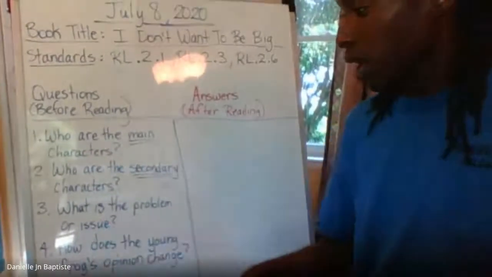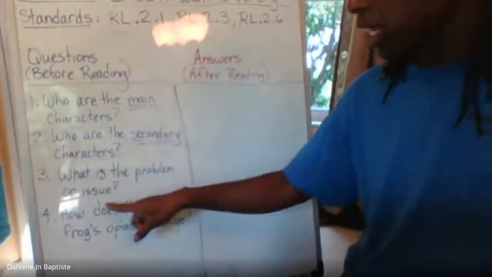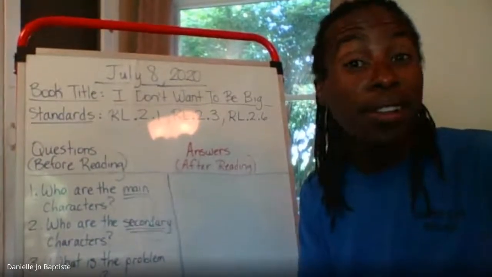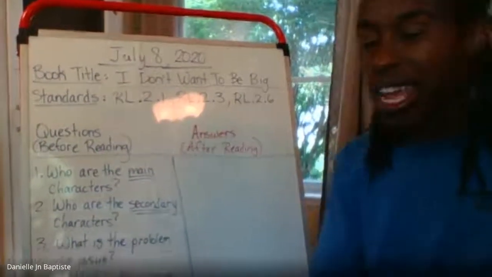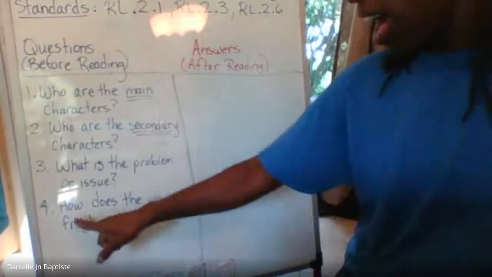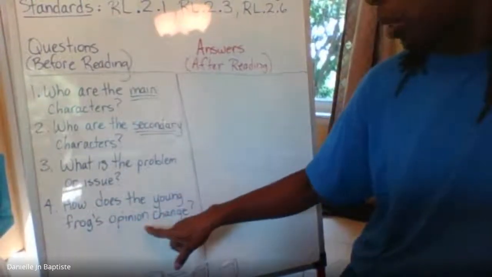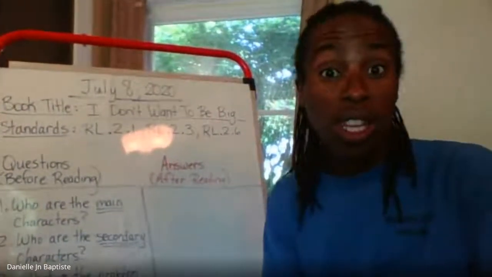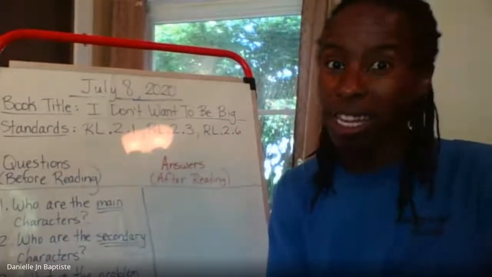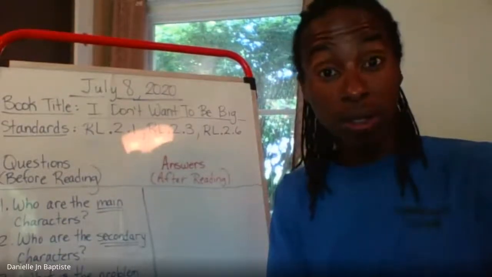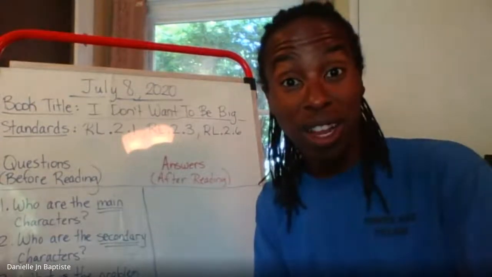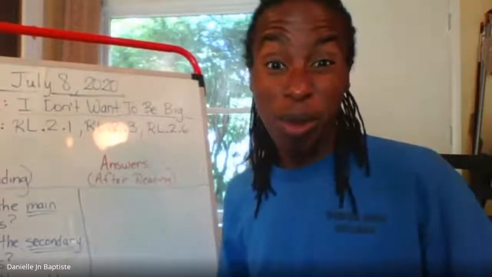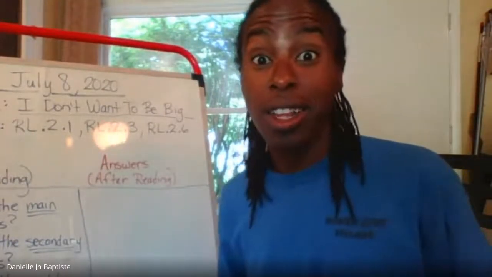And number 3, what is the problem or the issue? Issue is a fancy word for problem. And then finally, how does the young frog's opinion change? So we want to know, how does the young frog's opinion change from the beginning of the story, in the middle of the story, up until the end of the story? So without further ado, in other words, without having to wait anymore, let's get started.